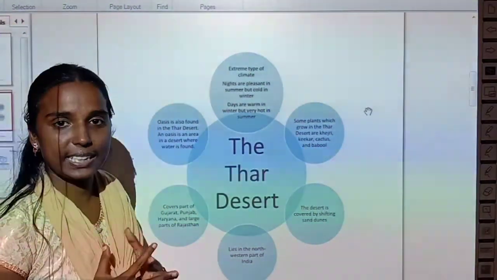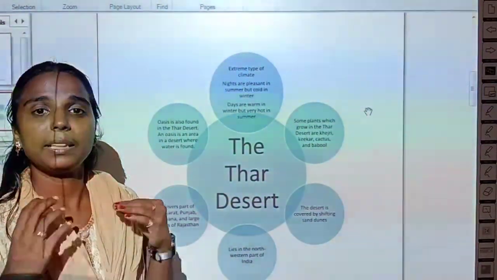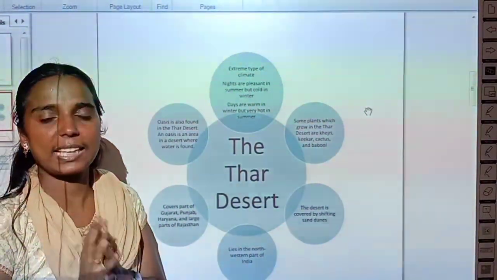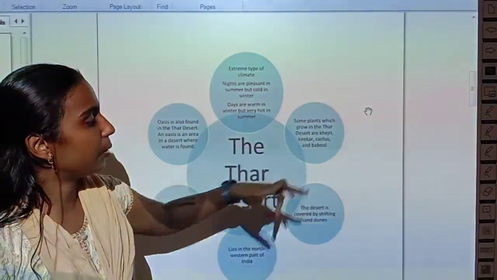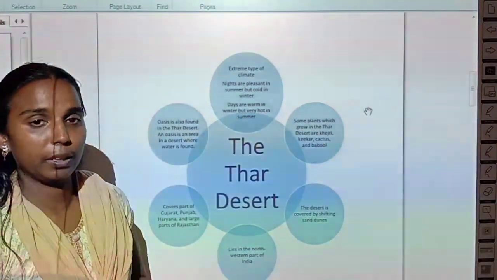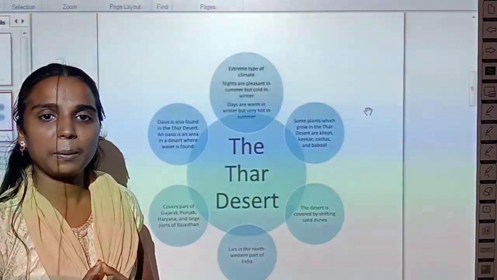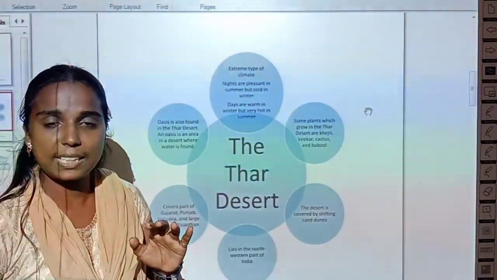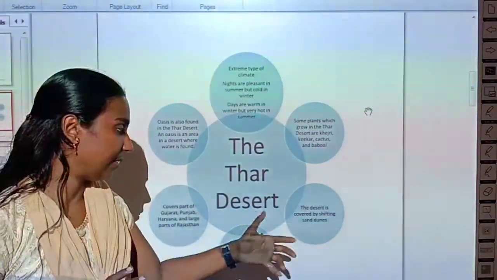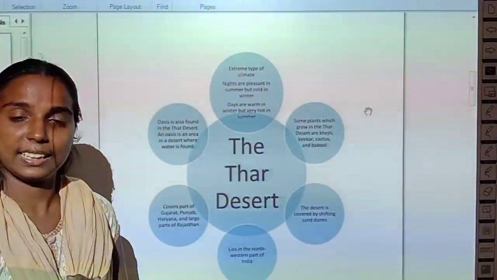And what kind of vegetation can we see here? How will be the plant life? Only some plants can grow here, right? Because we know deserts receive very little rainfall. So only a few plants can grow here. Some plants which grow in the Thar Desert are kedri, kikar, cactus and babool. And also the desert is covered by shifting sand dunes. So what do you mean by sand dunes? A hill of sand made by the wind, right? So that is a sand dune. The entire desert is covered with shifting sand dunes. So these are the things we have learned about the Thar Desert, right?